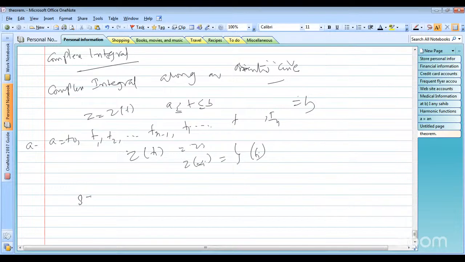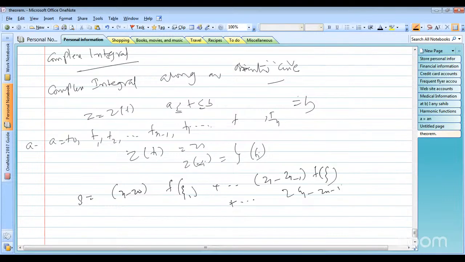S is equal to Z1 minus Z0 f of zeta 1, and Z2 minus Z1 f of zeta 2, and so on, taking this up to Zn minus Zn minus 1 f of zeta n. So zeta n we are taking here.